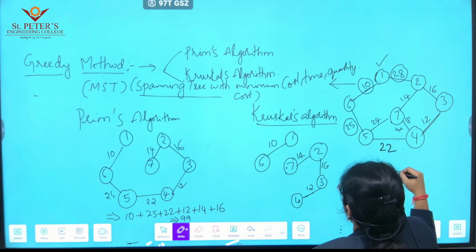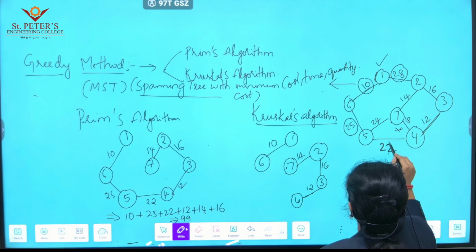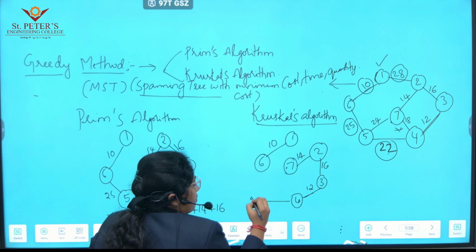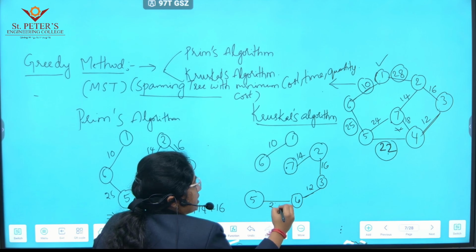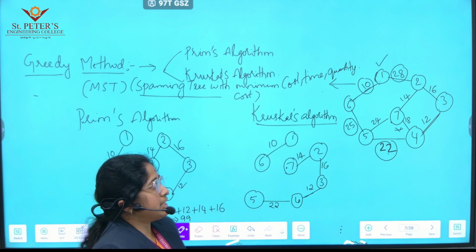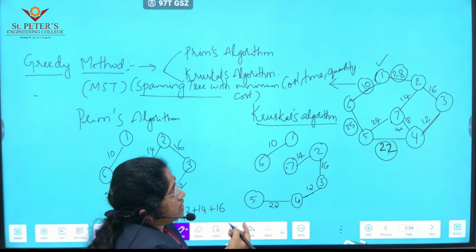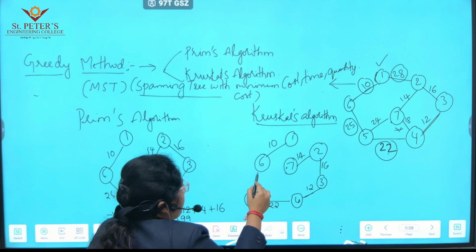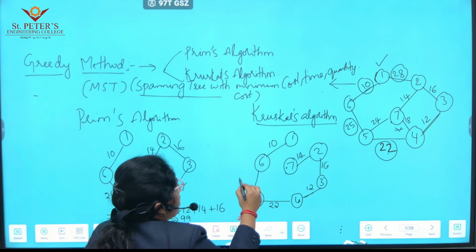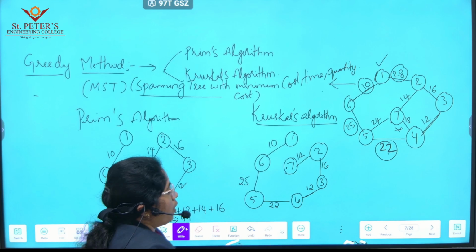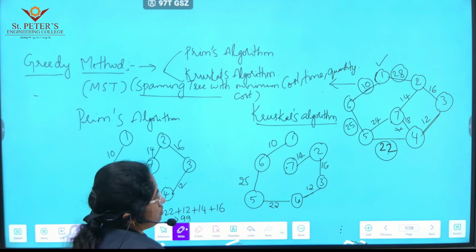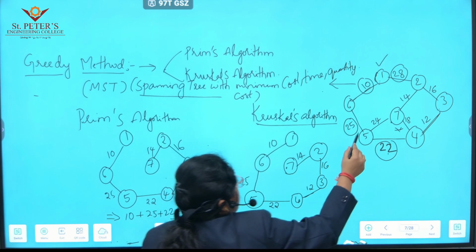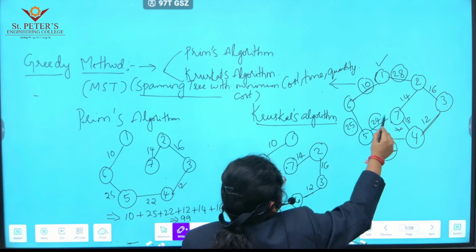18 we ignored. What is the next one? Next least one is 22, right? The edge between 4 and 5. This is 22. After that, the minimum cost between these vertices, when we are comparing, it is between 6 and 5, it is 25. Yes, 25. But when we compare 25 and 24, 24 is the least one.